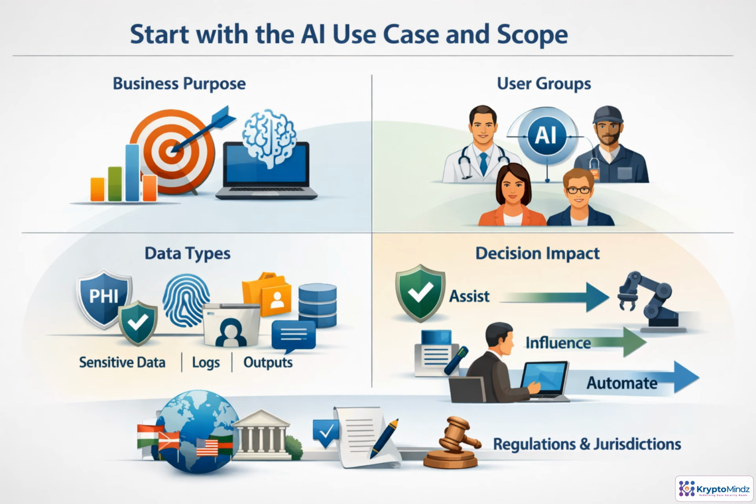Compliance mapping starts by drawing the box around the AI system. Define the business purpose, user groups, boundaries, and where the system will run. Then inventory the data: PI, personal data, sensitive categories, logs, prompts, outputs, embeddings, and training data. Next, ask how the system affects decisions. Does it assist, influence, or automate? Finally, connect that scope to jurisdictions, regulators, contracts, and internal policies. Bad scope creates bad mapping.